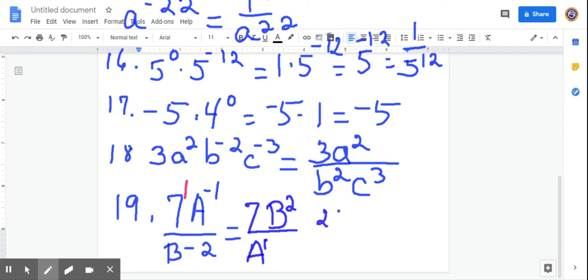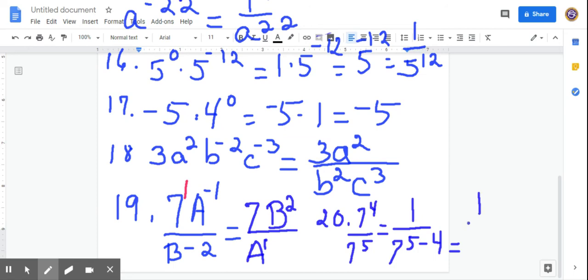Number 20. I'm going to just do 20 over here. So 7 to the 4th over 7 to the 5th. Remember, the larger exponent is in the denominator, so you can subtract in the denominator and do 5 minus 4. And because there's nothing in the numerator, you need to add a 1 to hold its place. So that's going to be 1 over 5 minus 4 is 1. So 1 over 7. Now, that's one way.